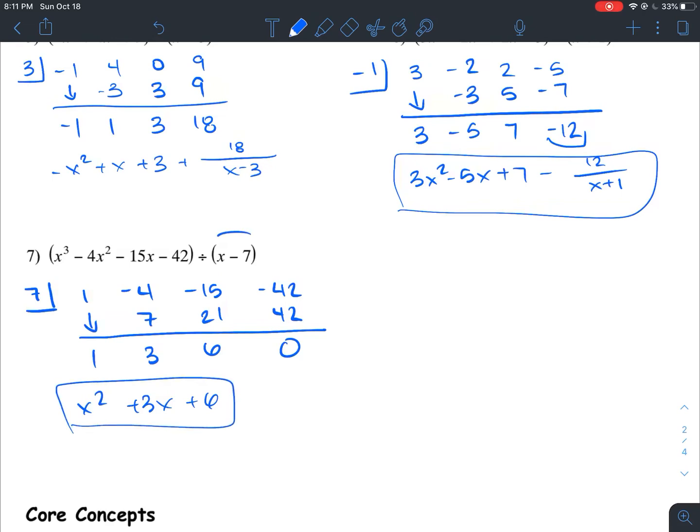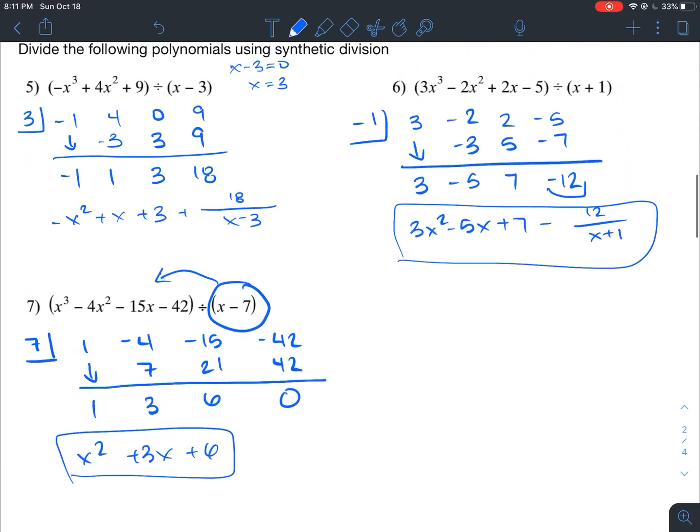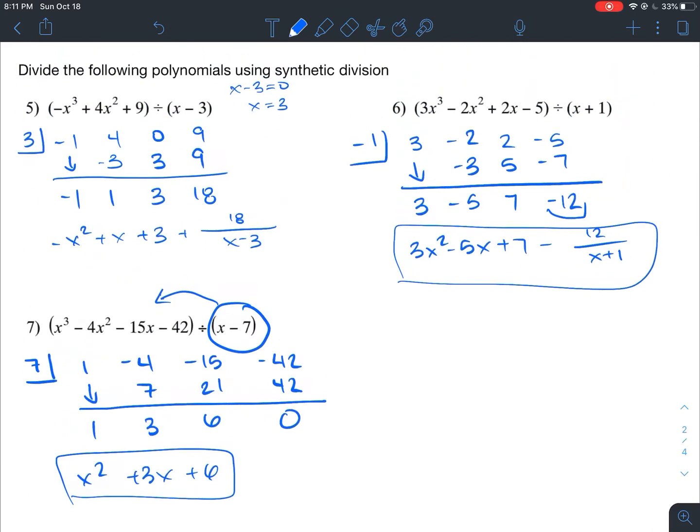So basically what we just say here is that this x minus 7, this factor, divides evenly into this polynomial. Okay, so synthetic division is pretty easy, right? Just remember that you can only use it for certain examples.